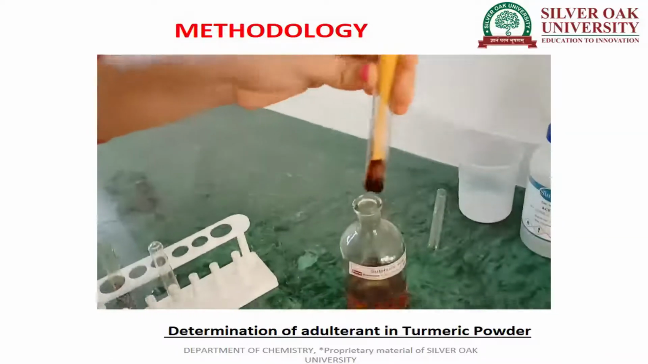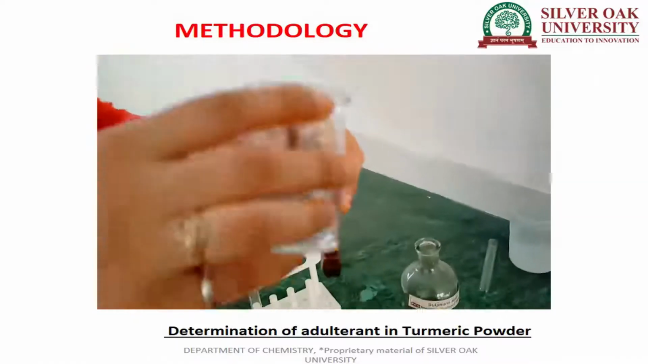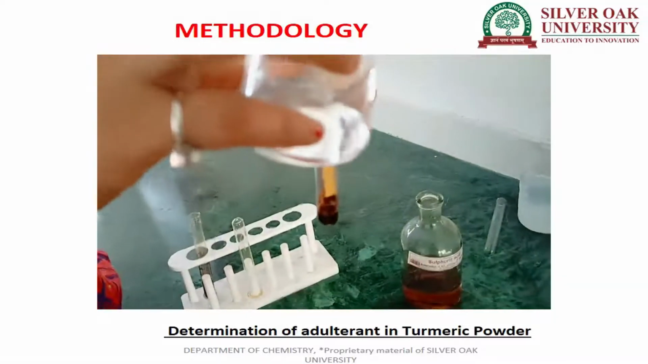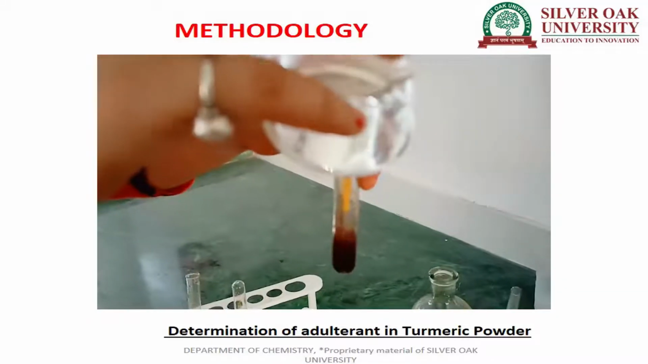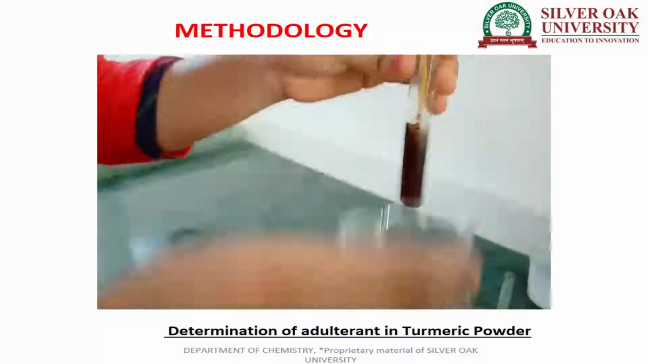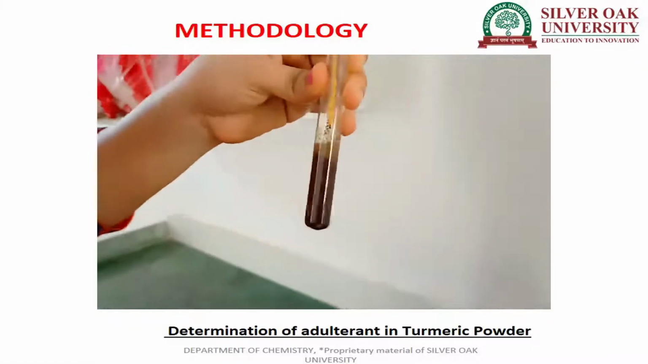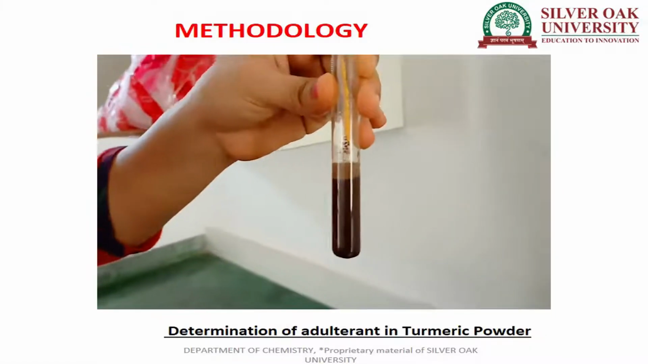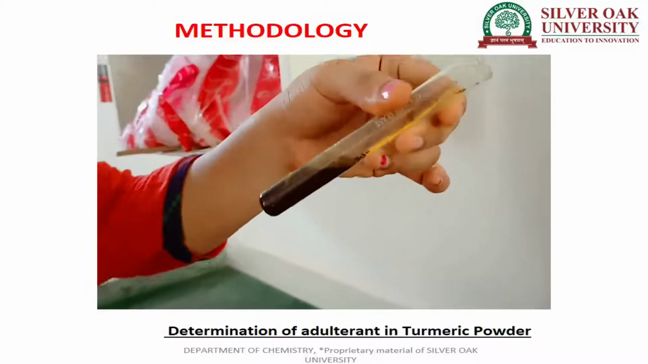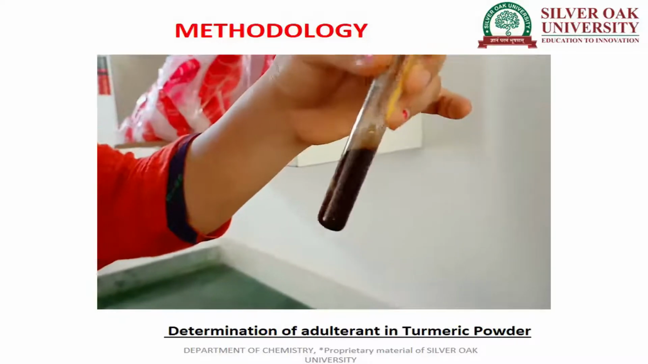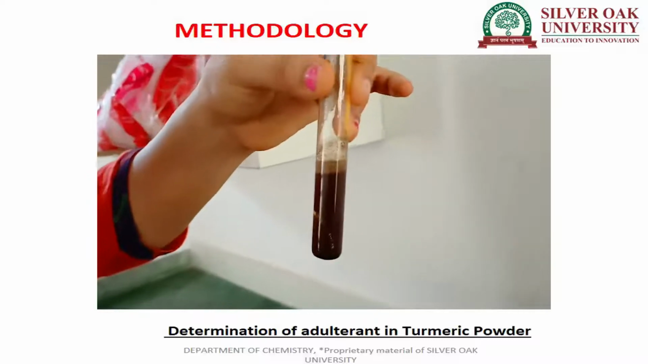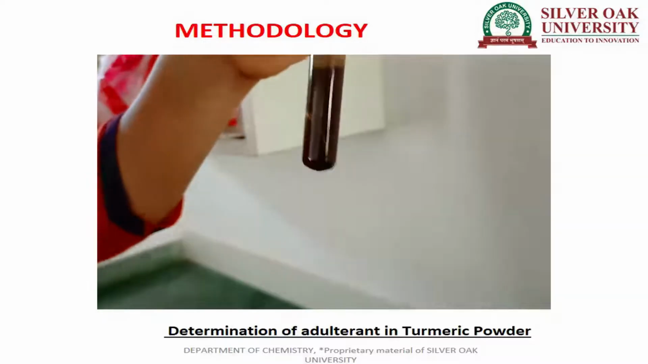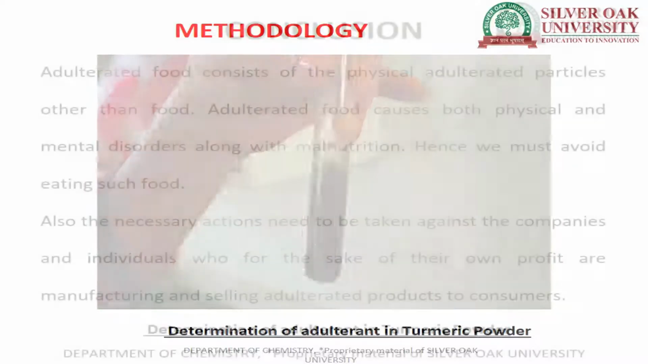If the red color disappears, it means that the sample is adulterated. So you can see that the color of the solution disappears and converts to brown color, which indicates that the second sample is adulterated with metanil yellow.